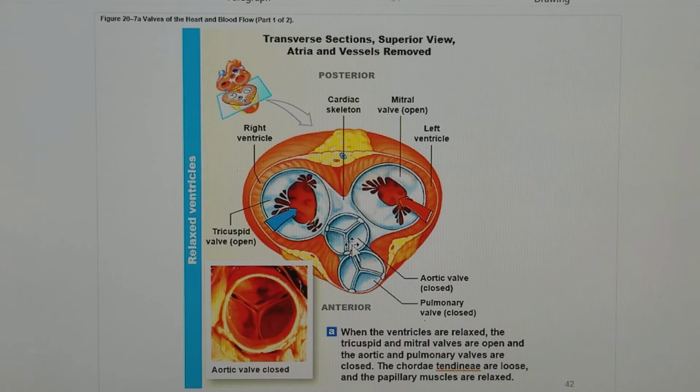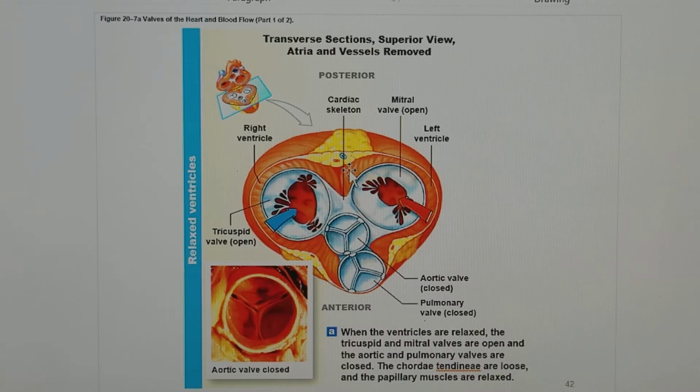We see the aortic valve and the pulmonary valve are closed, while the mitral valve and the tricuspid valve are open. Now, if you see that, what direction is the blood flowing? Well, the blood must be draining from the atria down into the ventricles. Okay, getting ready for those ventricles to squeeze.